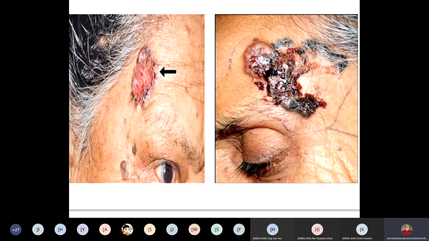In which people, or in which continent, is this very common? This basal cell carcinoma is very common in one particular continent. What is that continent? That is not only a continent, that particular continent is a nation also. One nation, one continent. What is that? Australia. Yeah.